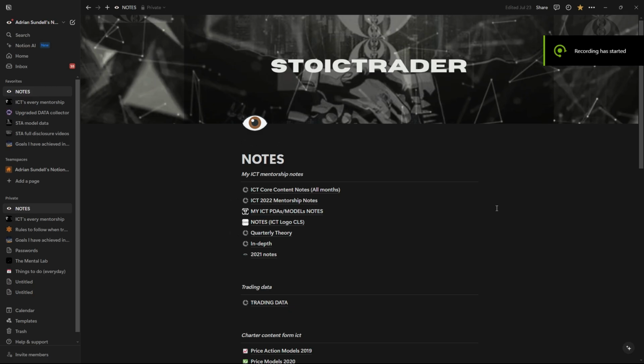Alright guys, so now we're here in Notion. This is what I use to collect all the data, to turn my system from intuition-based to a mechanical trading edge with a systematic approach. And how you do that is very simple.